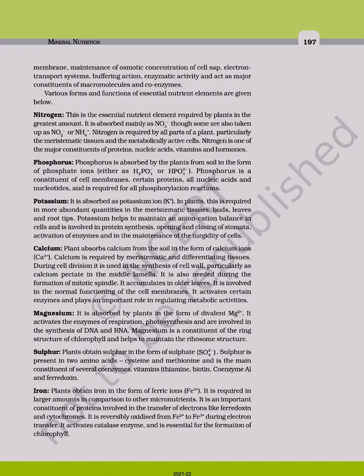Iron. Plants obtain iron in the form of ferric ions, Fe³⁺. It is required in larger amounts in comparison to other micronutrients. It is an important constituent of proteins involved in the transfer of electrons like ferredoxin and cytochromes. It is reversibly oxidized from Fe²⁺ to Fe³⁺ during electron transfer. It activates catalase enzyme and is essential for the formation of chlorophyll.